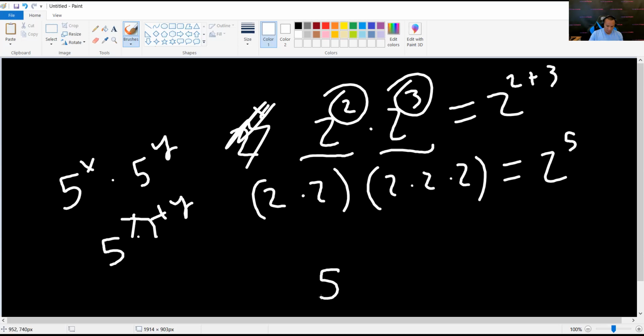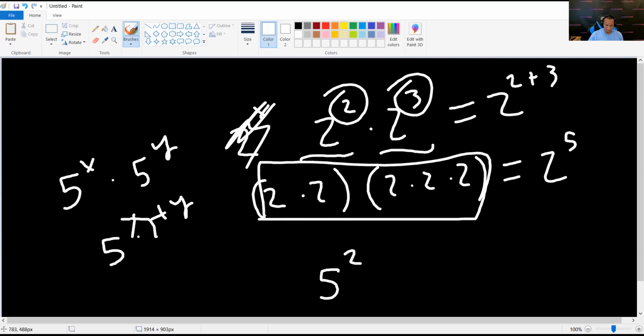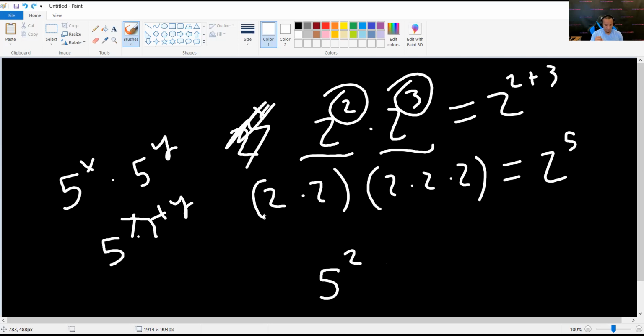Okay. Now be careful. This isn't something that you can combine because you're adding. You have to be multiplying them, because then you get this rule. You count the number of fives you're multiplying with each other. Another rule is this.